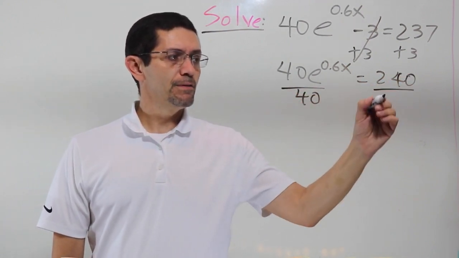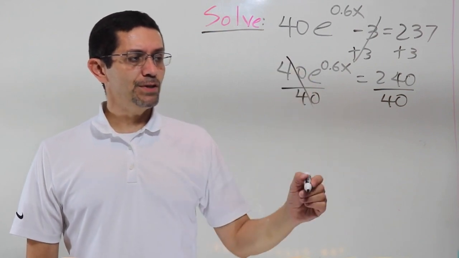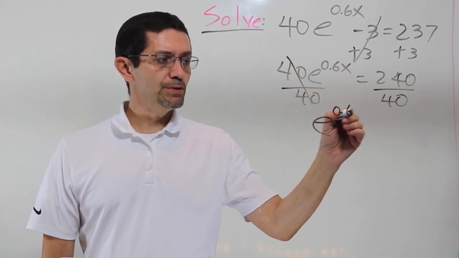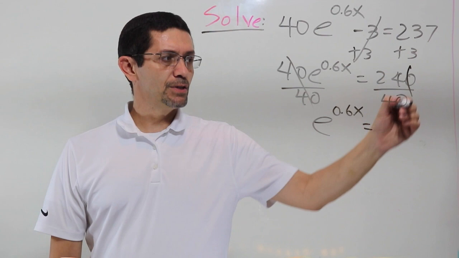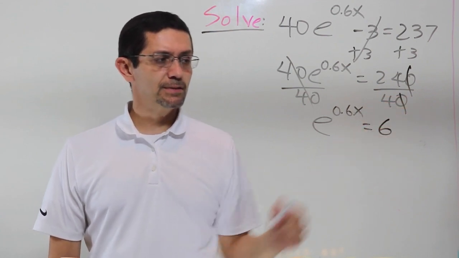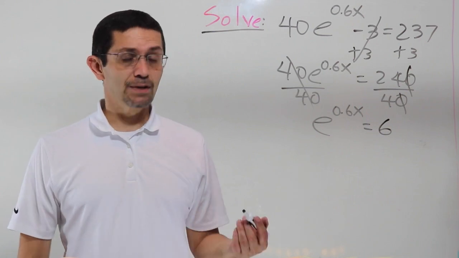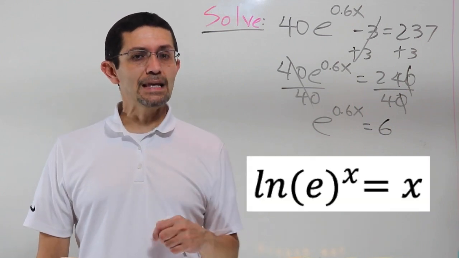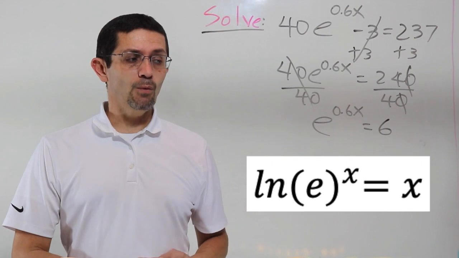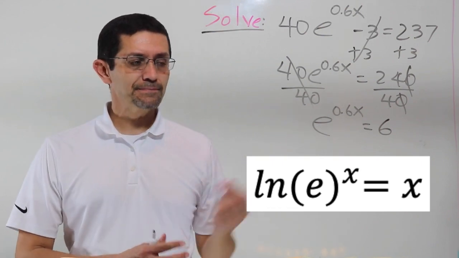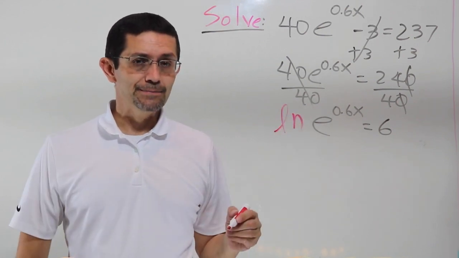Divide by 40, divide by 40, the 40's cancel, and I have e to the 0.6x equals 240 divided by 40, which is 6. Now my exponent has the variable. I need to leave it by itself. So what's going to happen with this? I need to use the inverse property. And now, what's the inverse of e? ln. That's right.